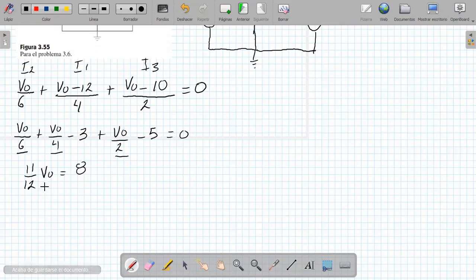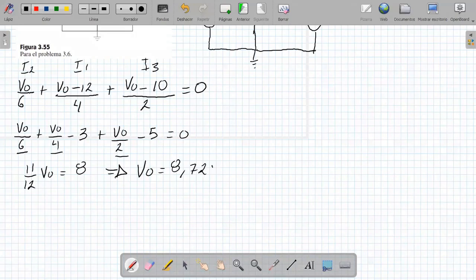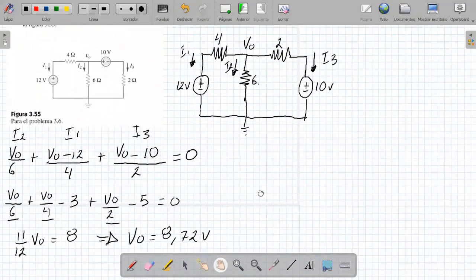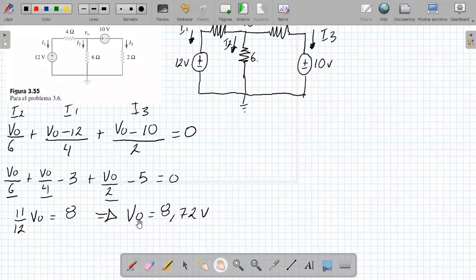Now I solve for V sub 0, which is going to give me 8.72 volts, from 12 times 8 over 11. So this is the solution of exercise 3.6, where they ask me for the voltage.